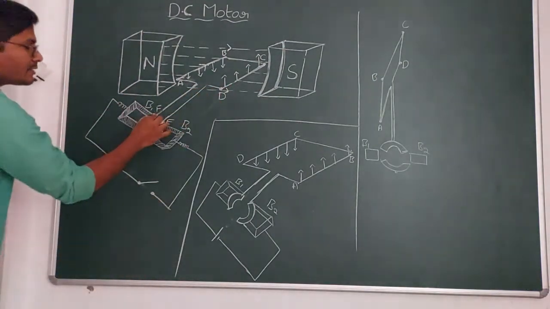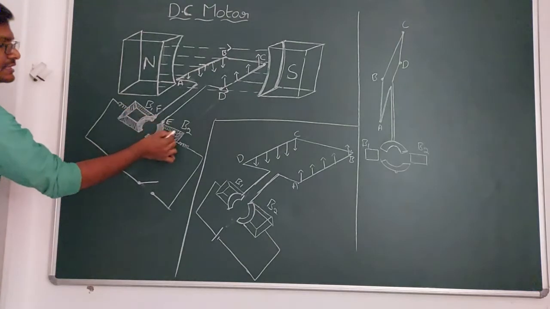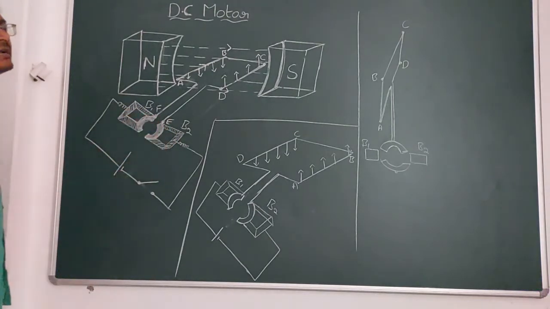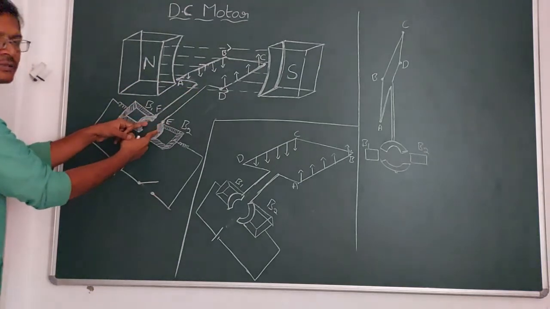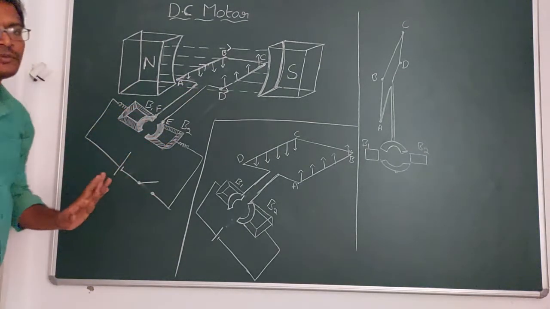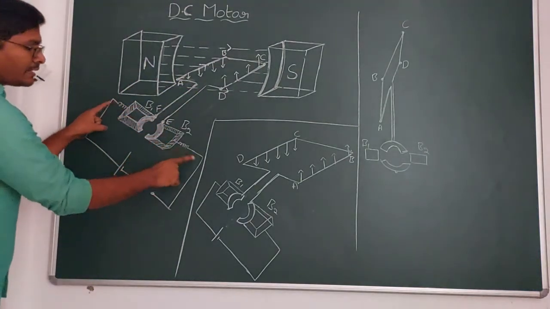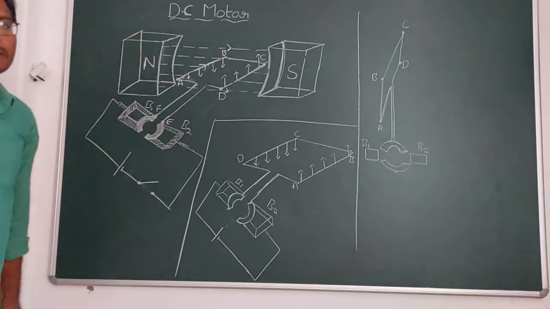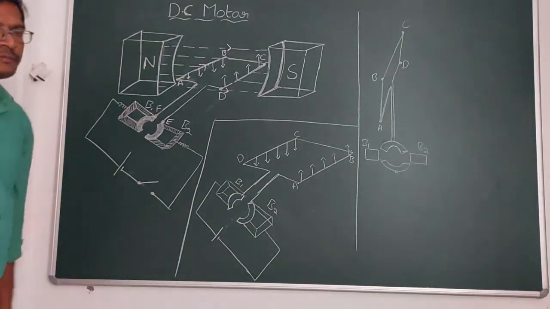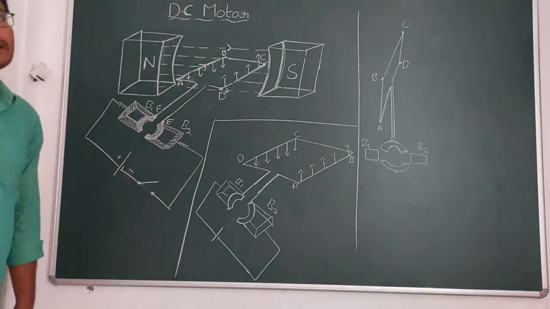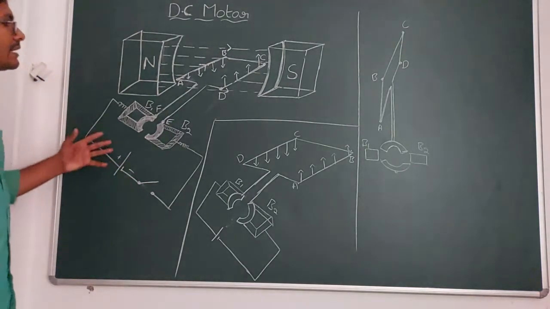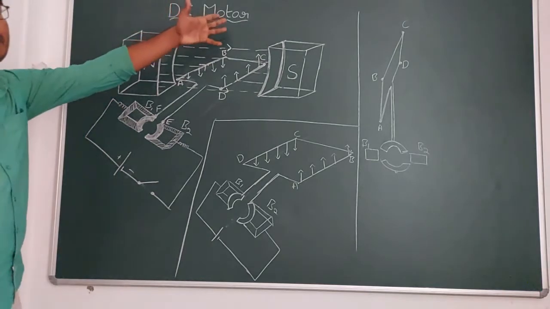And these are connected to the split rings, not to the brushes. These are said to be two brushes, B1 and B2. And these brushes are connected to a supply which is said to be a DC supply. The DC supply is said to be a battery. As it is working on the DC supply, it is said to be a DC motor.